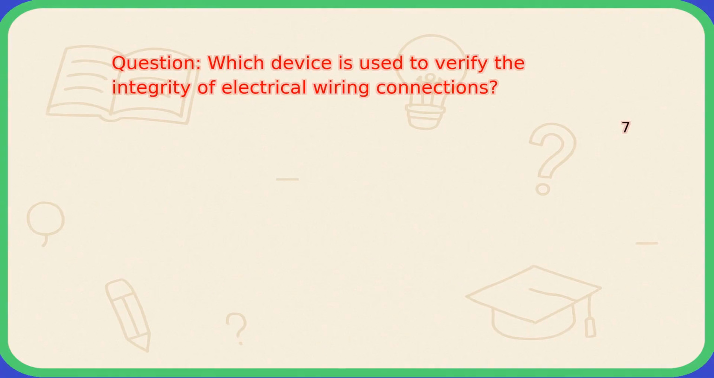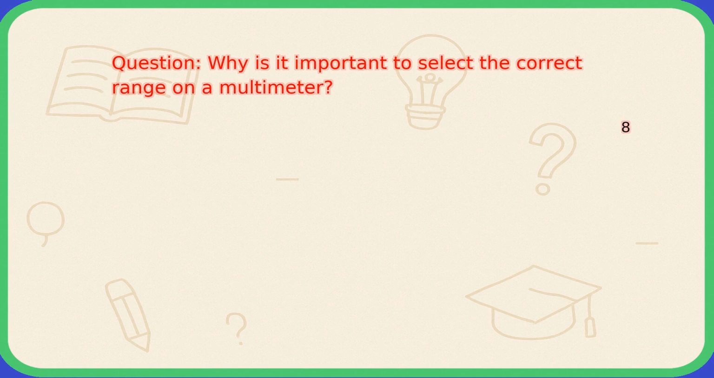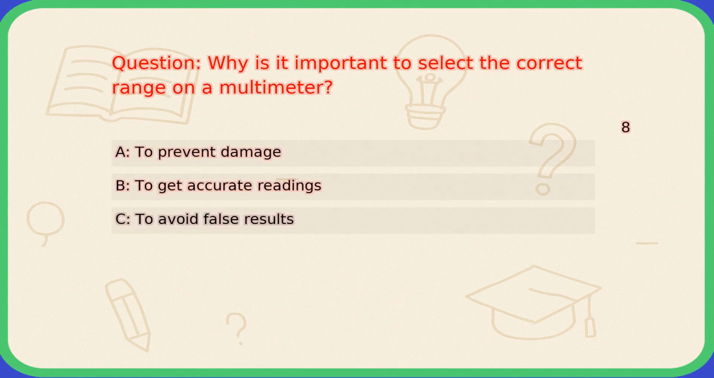Question: which device is used to verify the integrity of electrical wiring connections? Answer: D. All of the above. Question: why is it important to select the correct range on a multimeter? Answer: D. All of the above.